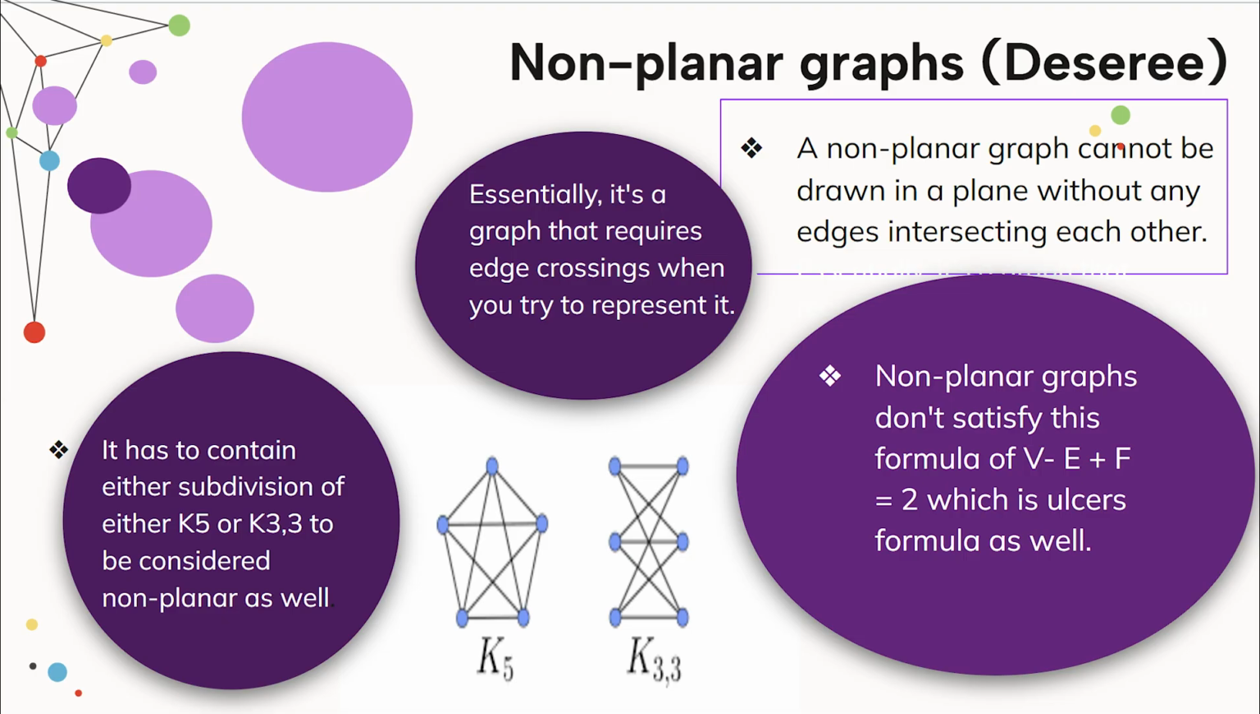They also don't satisfy the formula of v minus e plus f, which equals 2. This is Euler's formula, so essentially non-planar graphs don't occur often because most of the time you can make it planar. However, there are those few exceptions like what I mentioned before that make it essential, or available, I should say, to make that happen.